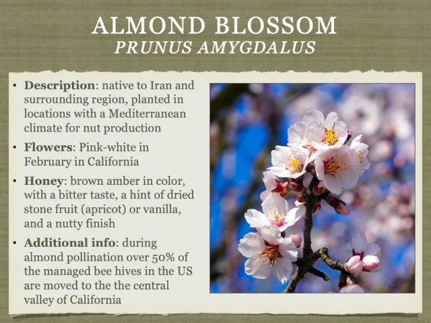Almond blossom. Almonds originated in Iran and the surrounding region and are now planted widely, but in the U.S. they're primarily planted in the Central Valley of California. It's important for commercial beekeepers. 50 to 80% of commercial beehives in the U.S. are in California in February to March, pollinating the almonds so that they will produce.